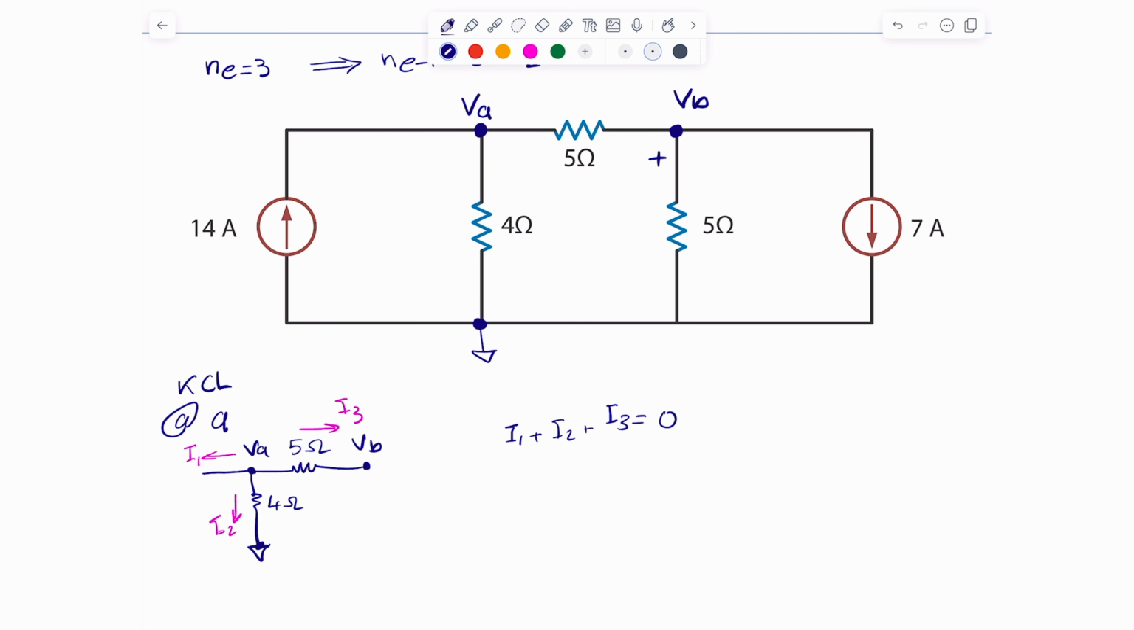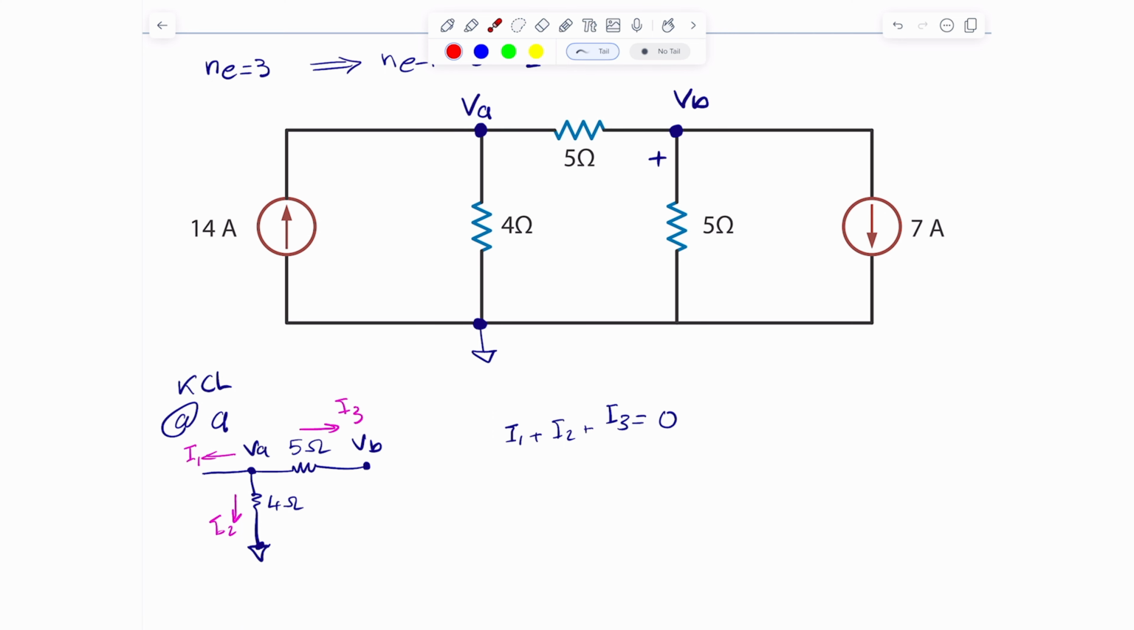What we need to do is convert these currents into voltages, in terms of VA and VB. My ultimate goal is to come up with two equations that only have VA and VB and solve them. That's my ultimate goal in nodal analysis, because that's what I'm looking for, just VA and VB. Okay, let's get started.